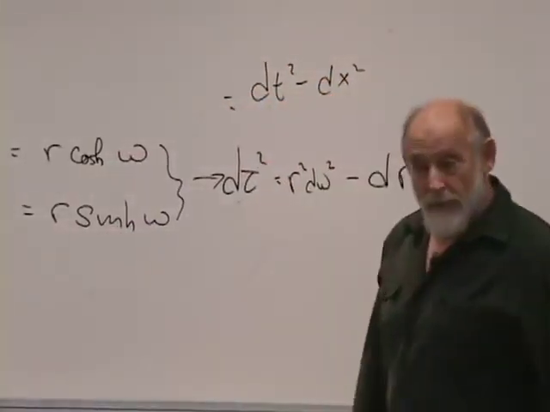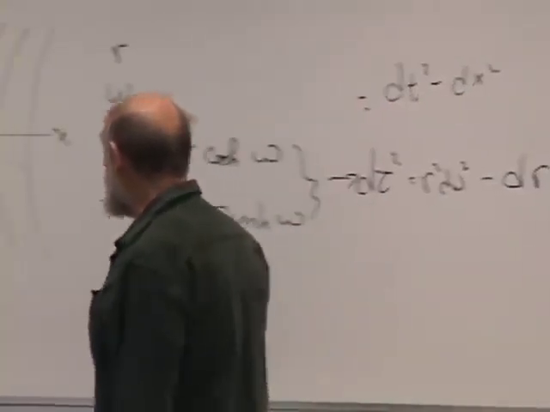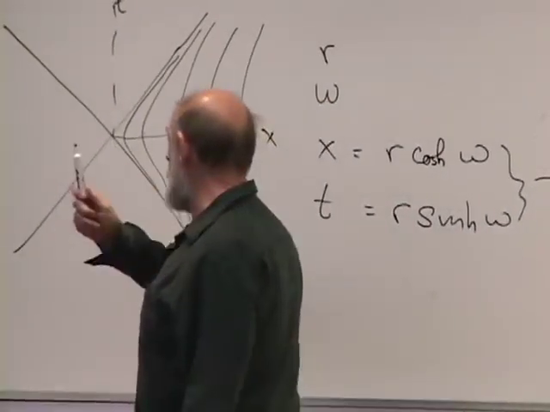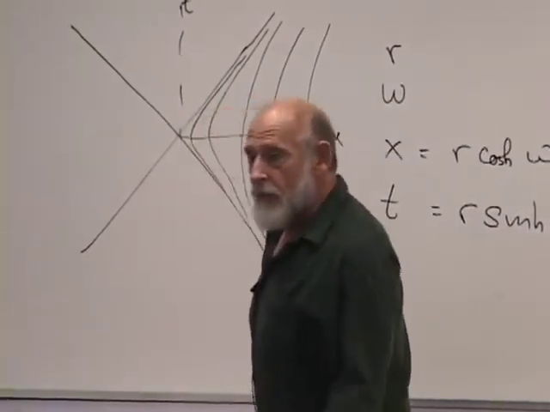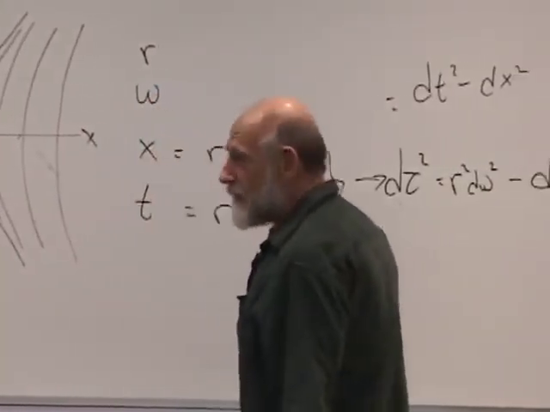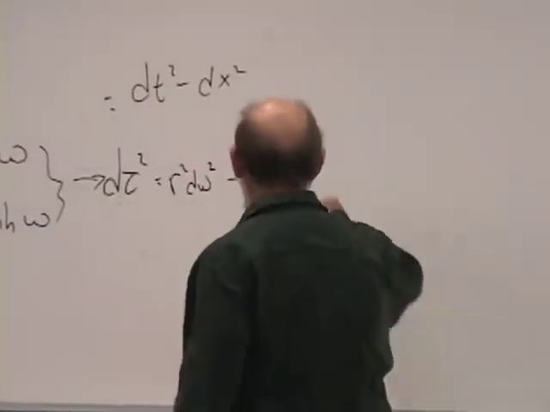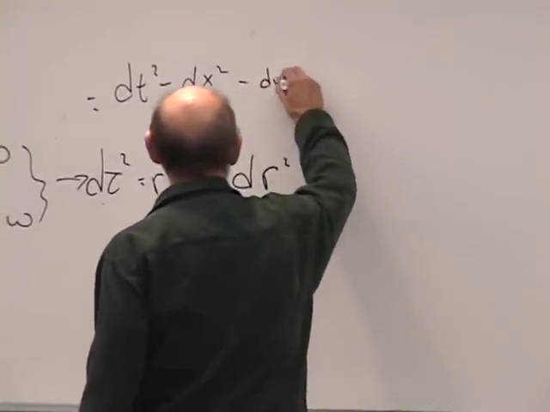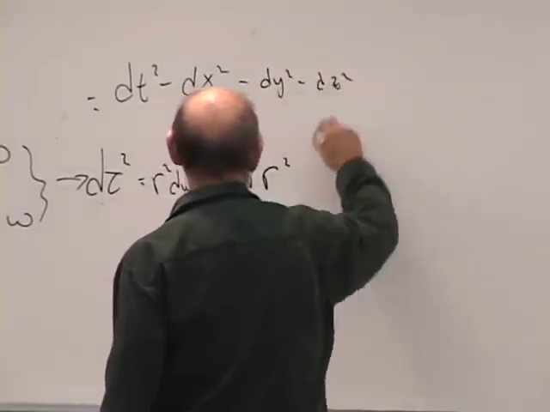Now, if there happen to be, and of course there are, additional coordinates, the additional coordinates can be thought of as coming out of the blackboard. What would those additional coordinates be? Let's call them just y and z. Then we would also write minus dy squared minus dz squared, and we do the same thing here.